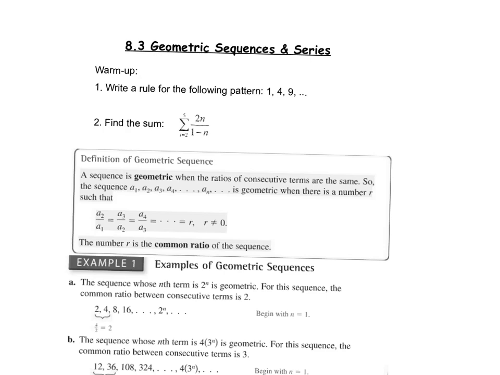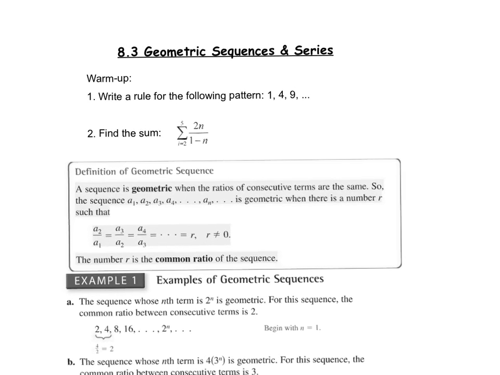Hi folks, I would like for you to start out by trying the warm-up. The first one is write a rule for the pattern. The next one is find the sum, very similar to what we've been practicing the last few days.